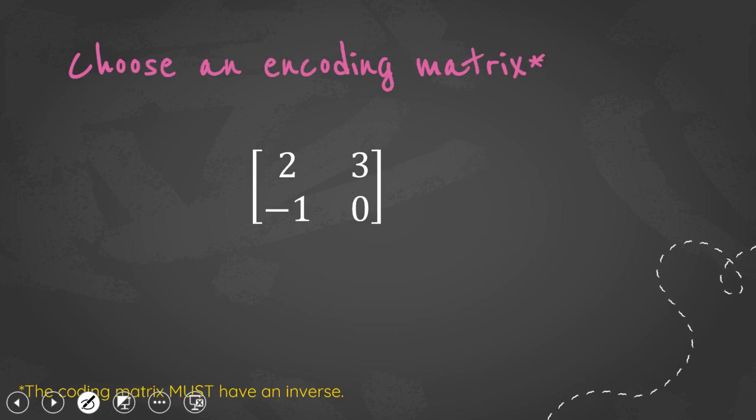We're going to choose an encoding matrix. I just chose this one. This is completely random. I don't really have a reason. It's 2, 3, -1, 0. The one thing is that the coding matrix must have an inverse. So remember, you can check that by checking the determinant, okay? And for the determinant, I get a non-zero number, meaning that this does have an inverse. I'm good to go with this determinant. It will work for me to do what I want to do. So my coding matrix is 2, 3, -1, 0.